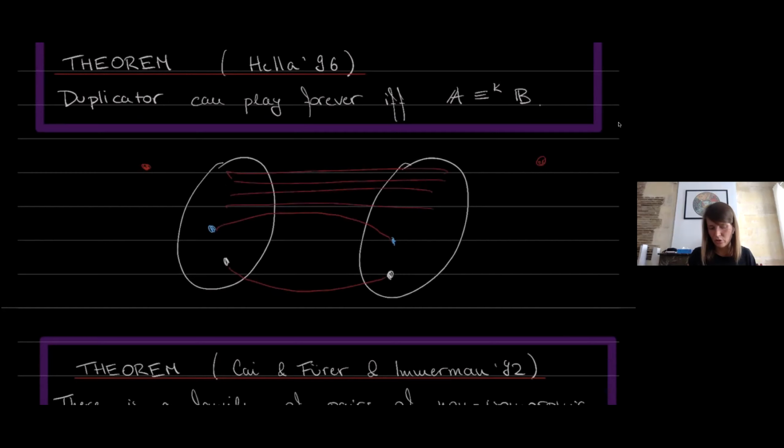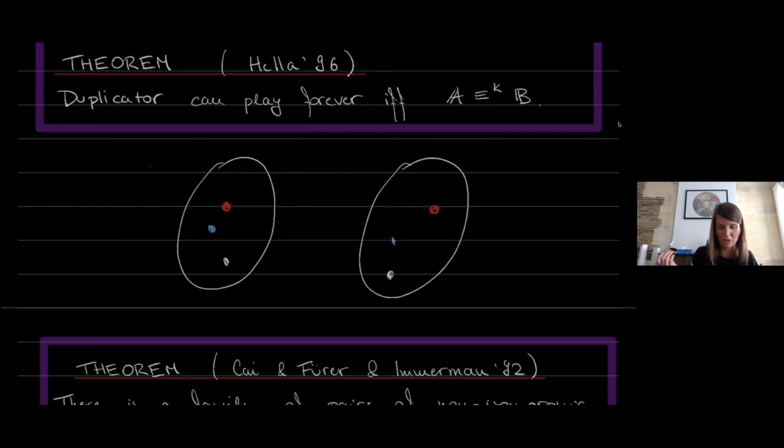So this is the duplicator's move, and then spoiler chooses. Spoiler says, okay, I will put this pebble here, and then he's forced to put the other pebble here, because this is what the bijection tells him. Let's say that we are playing with three pairs of pebbles. Now again spoiler can say, we forget about the bijection, and now I'm going to pick up those two pebbles, and so on.